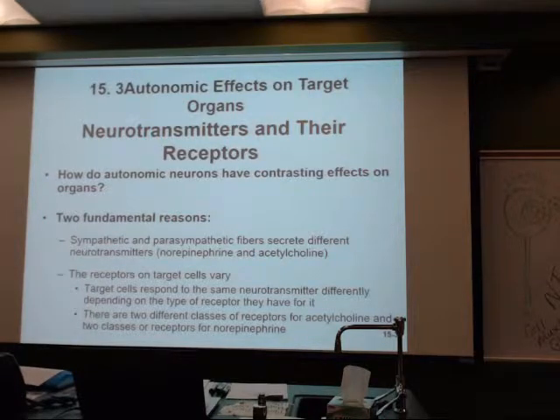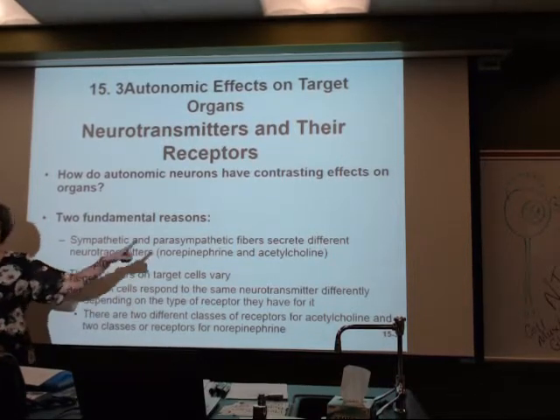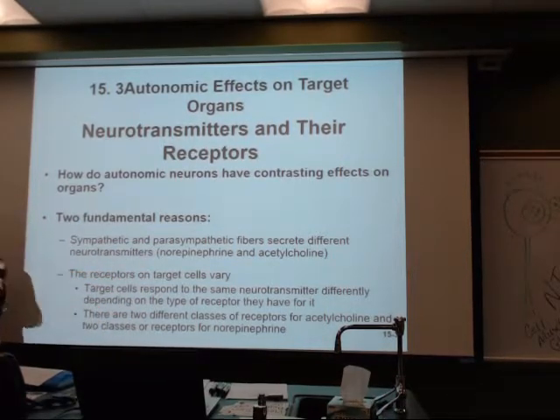But does that mean that acetylcholine is not present in the autonomic nervous system? No, because it is. The effect can be a little bit different. The reason is receptors on target cells. What is that? What's a receptor on a target cell?